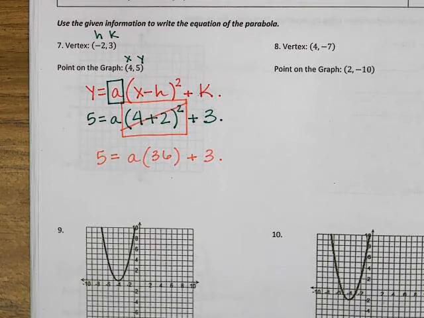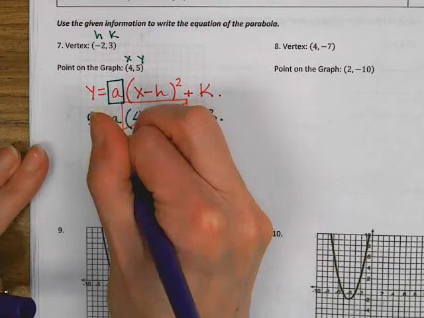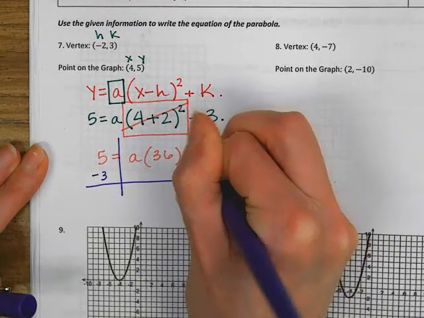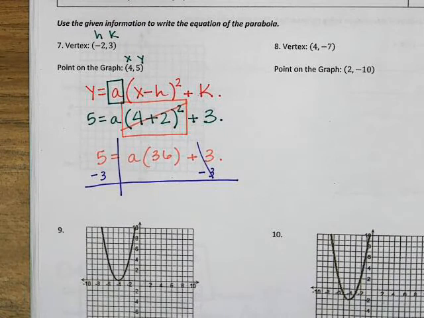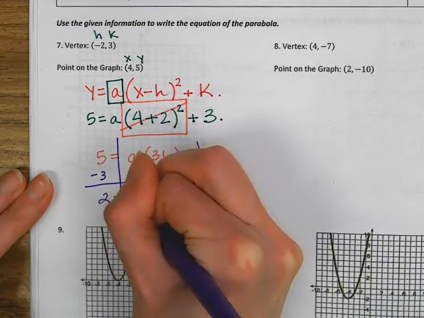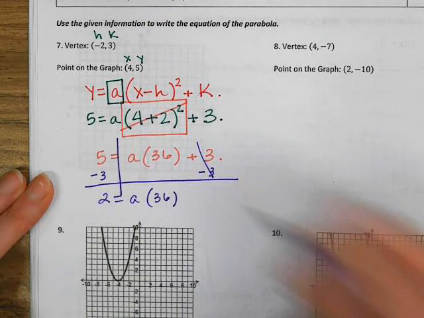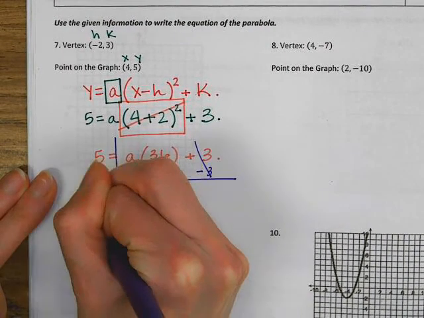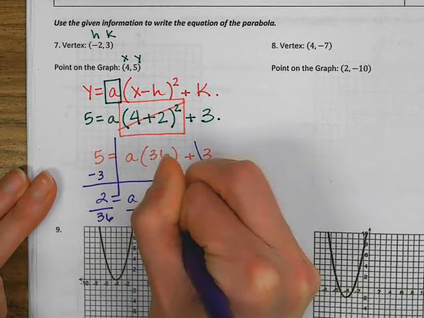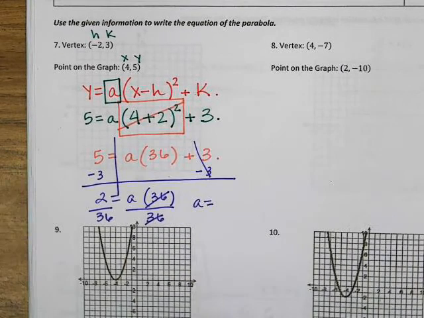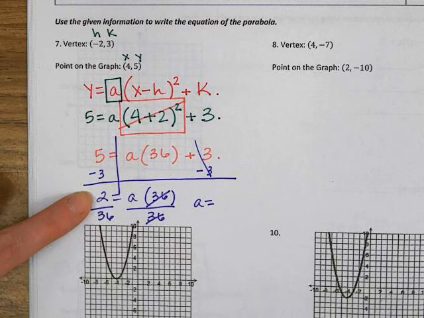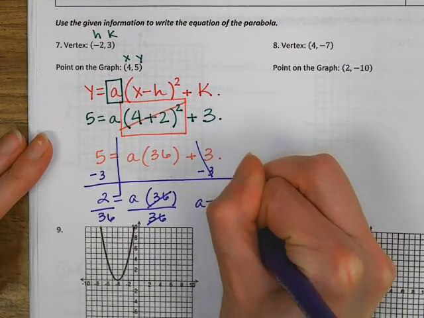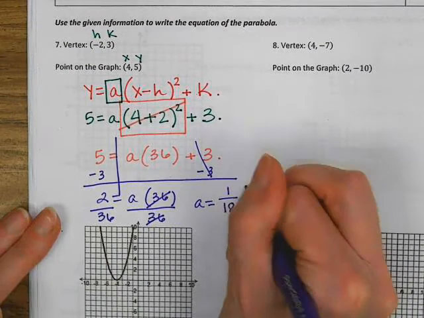And now to solve for a, we have to draw the wall, right? And we have to subtract 3 from both sides, right? We're trying to isolate a. So now we have 2 equals a times 36. So to get a alone, we have to divide by 36. And I know this isn't beautiful, but yes, a is a fraction. 2 over 36 reduces to 1/18th. And that's right.